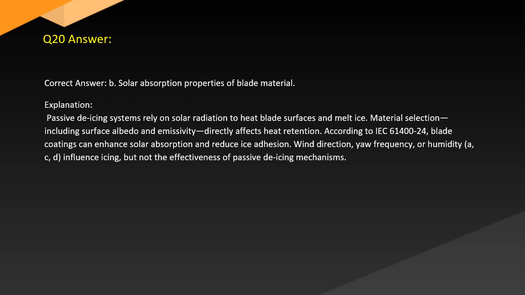Answer. Correct answer: B. Solar absorption properties of blade material. Explanation. Passive de-icing systems rely on solar radiation to heat blade surfaces and melt ice. Material selection, including surface albedo and emissivity, directly affects heat retention. According to IEC 61400-24, blade coatings can enhance solar absorption and reduce ice adhesion. Wind direction, yaw frequency, or humidity (A, C, D) influence icing, but not the effectiveness of passive de-icing mechanisms.